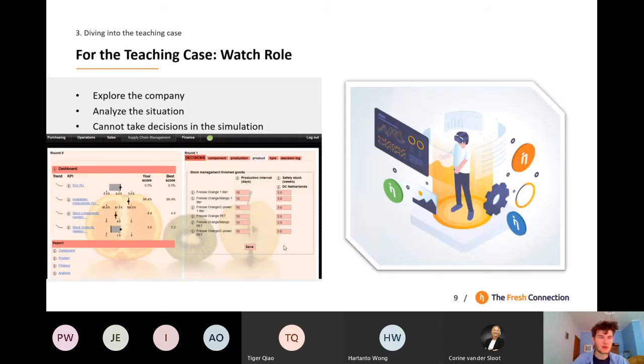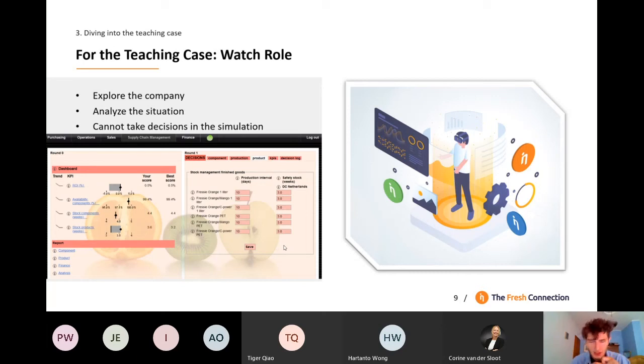And in this case, we are using the Fresh Connection as well, but not in a way where you can go round by round and take decisions and see what the result is. So not in an interactive way, but in a watch role way. We call it watch role because the students and also the professor have full access to the situation. They can look into every report, into all the data. They can explore the company and analyze the situation, but they cannot take decisions in the simulation.